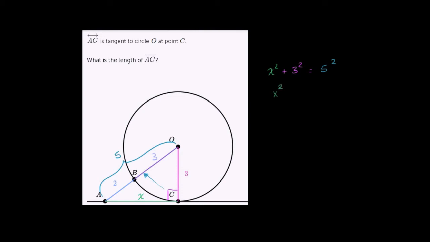So x squared plus 9 is equal to 25. Subtract 9 from both sides, and you get x squared is equal to 16. And so it should jump out at you that x is going to be equal to 4. So x is equal to 4. X is the same thing as the length of segment AC. So the length of segment AC is 4.